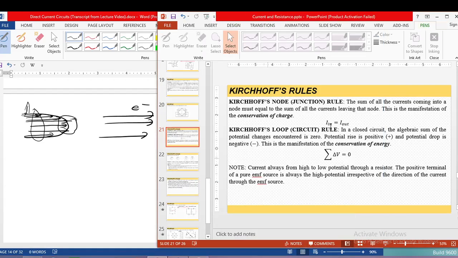So that is the steady current. I think all of the lecture here about the recurrent circuits talks about steady current. So we have to assume that the current is steady. Therefore, let's go back to the junction rule.